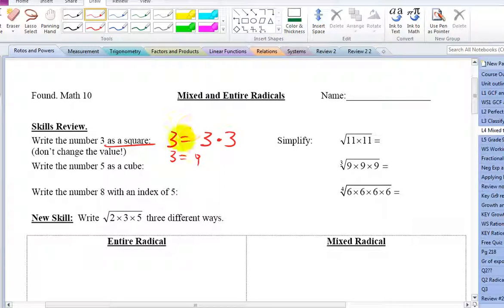Yeah, exactly. I have to have this cancel out by using the square root sign. Okay, so in order to write 3 as a square, you have to use a square root because they can then cancel. So what about 5 as a cube? So as a cube, you would have 3 of them. And so what will we have to do to cancel? Not square root, cube root.